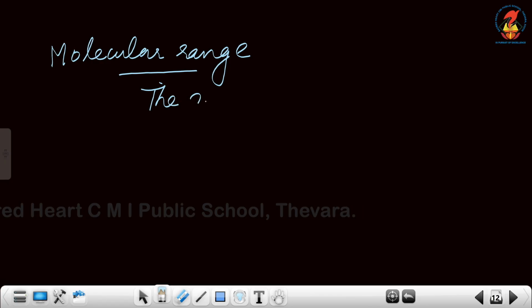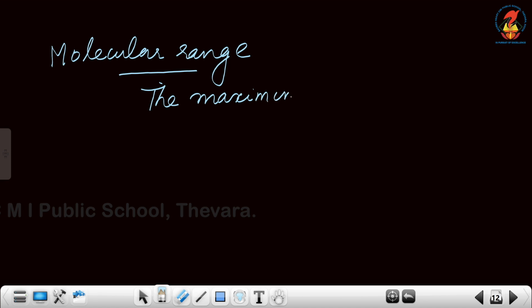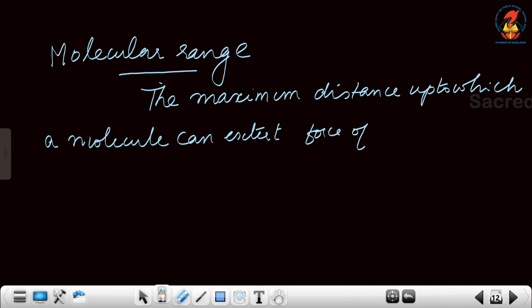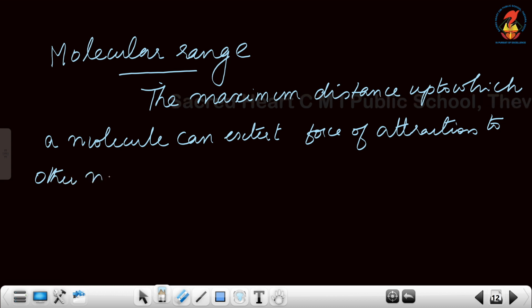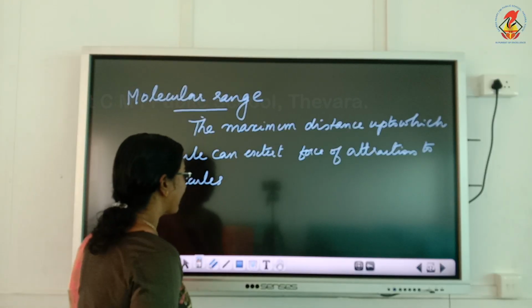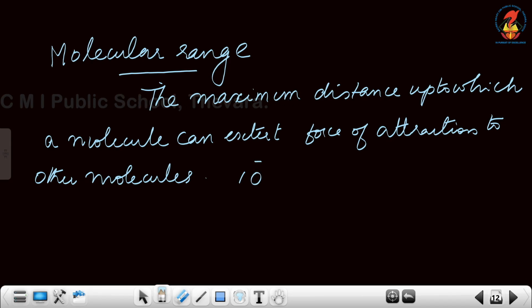The maximum distance up to which a molecule can exert force of attraction to other molecules which are near to it is known as molecular range. And in the case of solids and liquids, the range is of the order 10 raised to minus 9 meter.